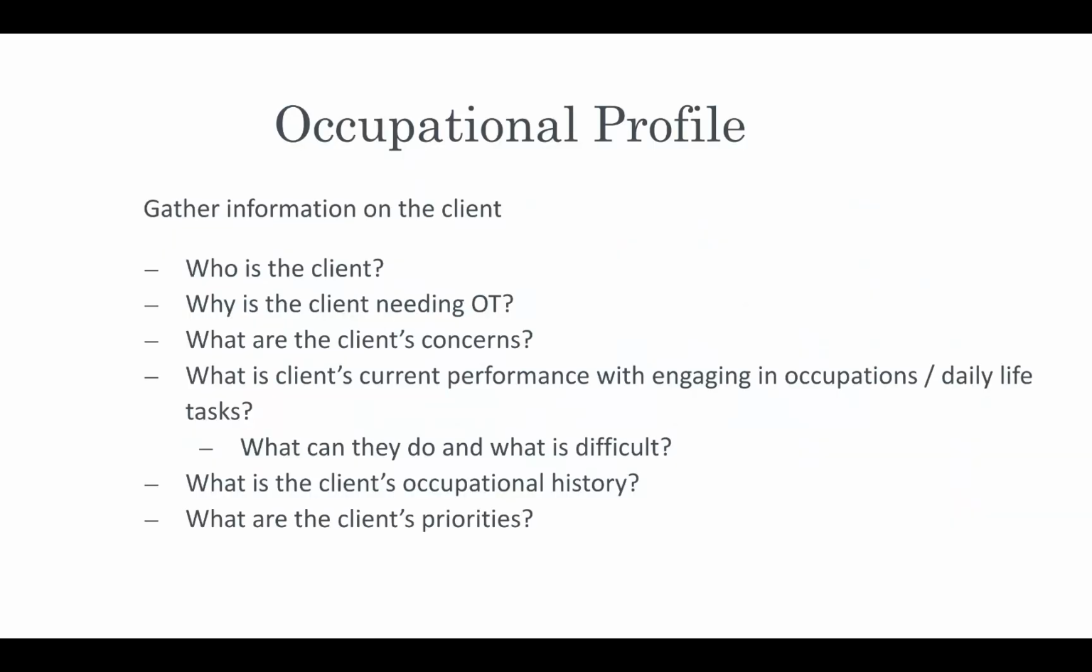Okay, so now we're looking at the occupational profile. This is gathering information on the client, the who, the what, the why, the where, what can be done, what are the priorities of the client, what's their occupational history. We've kind of talked about this. This is where we're going to bring in that therapeutic use of self and try to get information from the client so that we can create a holistic setting for this individual to share their information with us.